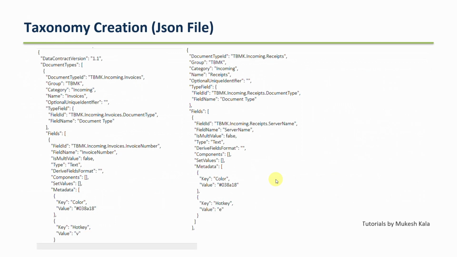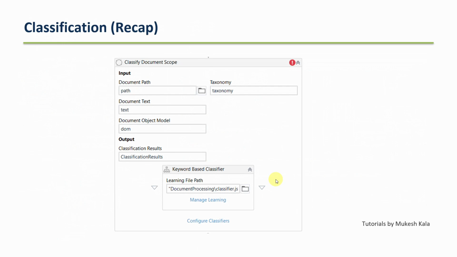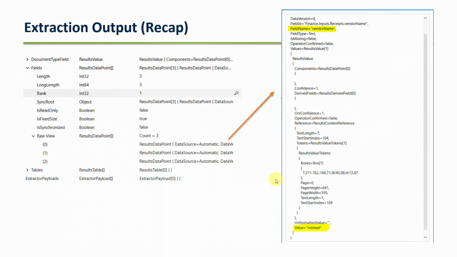In the previous videos, we have seen how you can create a taxonomy. Then what is digitization, where you obtain the digitized text. Then we classified the digitized text into receipts and invoices, which is the classification. And then we have seen that if the classification is not proper, how you can retrain the classification so that it increases the confidence level. In the last video, we have seen that once the classification is done successfully, we have to do the extraction, and I ran the program in debug mode, and we were able to see the extracted output, such as in the vendor name it is Michelle. So this is what we have seen in the last video.